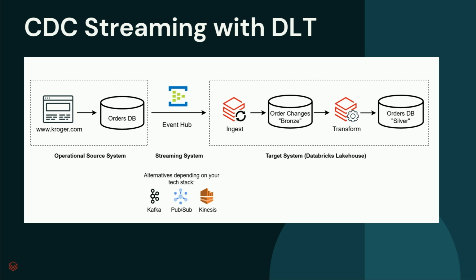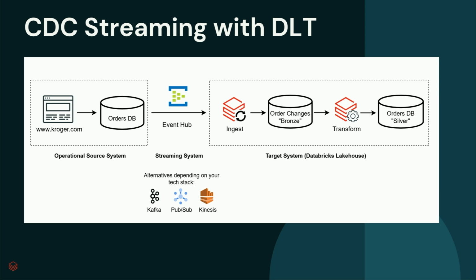So what do I do with this change data? In the typical use cases that some of you probably are familiar with, the change data is pushed onto a streaming system. In our case, we work in Azure. We use Event Hub for that. Other systems that you might be using are Kafka, GCP PubSub, or in AWS, Kinesis.